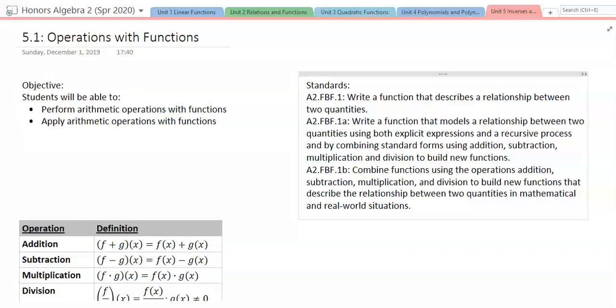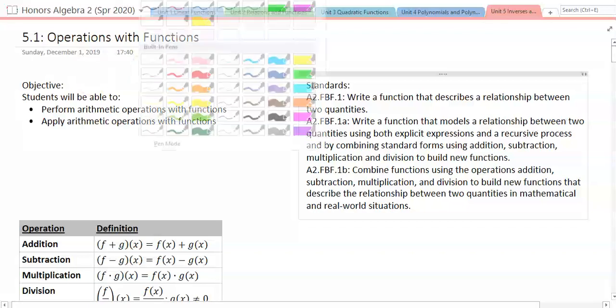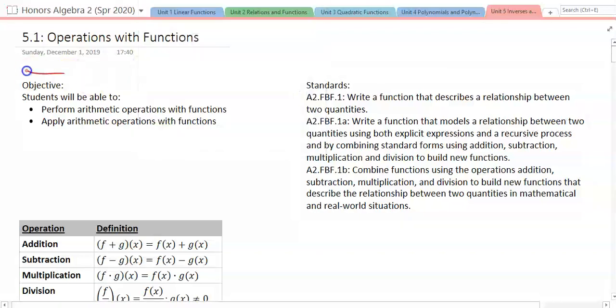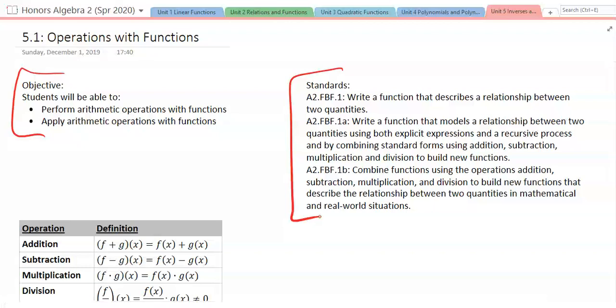All right, so here we go. The objective of this lesson is that we will be able to perform arithmetic operations with functions and be able to apply arithmetic operations with functions. And so these are the standards that we're looking at: F-BF.1, being able to describe the relationship between two quantities and dealing with those expressions in different manners.